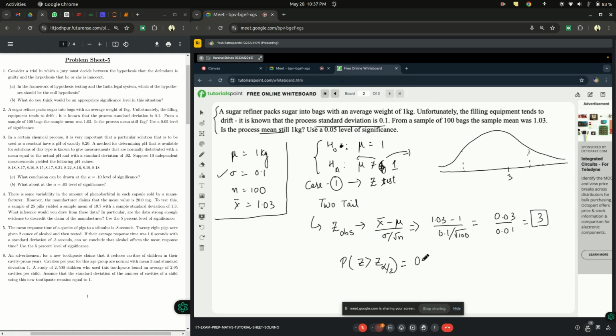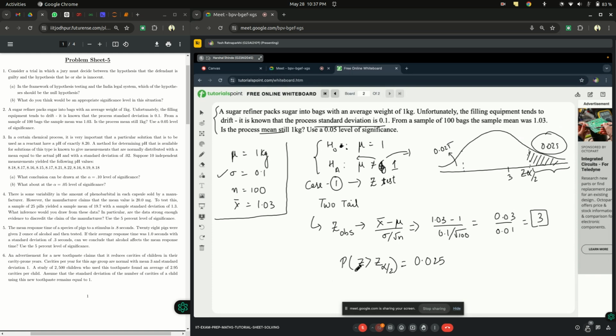Or I can say that is given 0.025. See, I am seeing for this value. My alpha is 0.05, so alpha by 2 is 0.025 here, and 0.025 is here. And what is this 0.025? If this is my Z alpha by 2, this area is my probability of Z greater than Z alpha by 2.